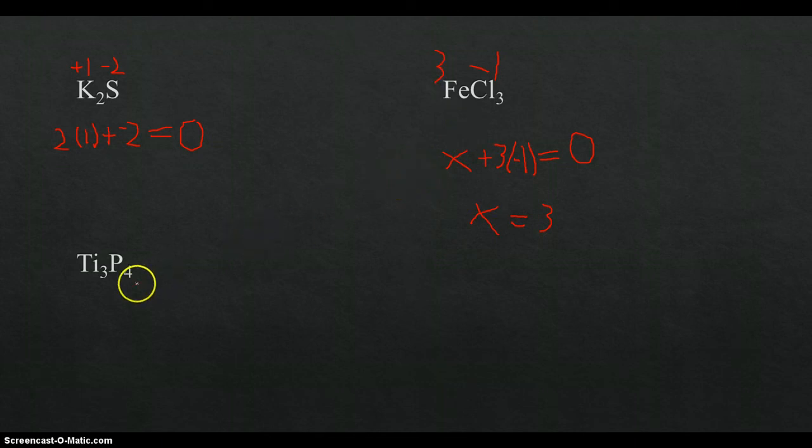What I'd like you guys to try is, if you need to go back and listen a little bit to how I would set this up and figure this out, I'd like you to try this third one here with titanium and phosphorus. It is an ionic bond. You should know what the charge of phosphorus is, and then figure out, if I know the charge of phosphorus, how would I find titanium? And we'll check in class and see if you've got it correct.